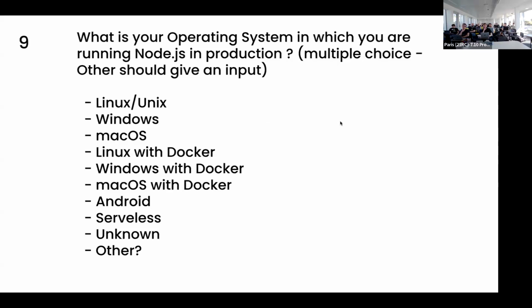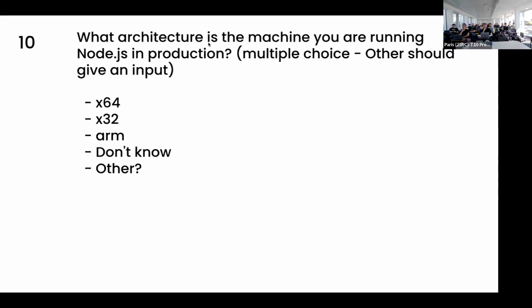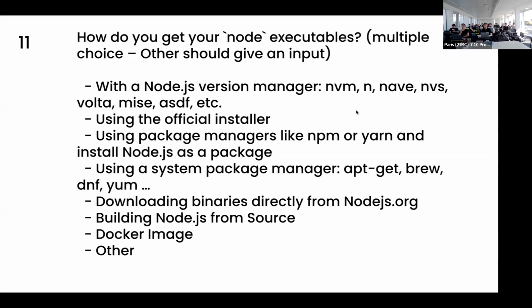Go to number 10. What architecture is the machine you are running Node.js on in production? Yeah, I think we can. The other with the question mark is because you don't want to write it in the survey, or because like... No, it's a typo. Okay. It's pretty straightforward. Next one.